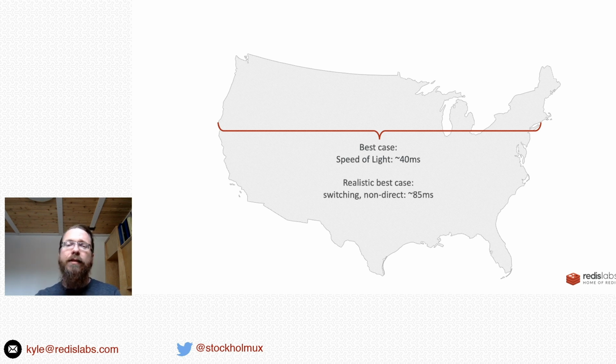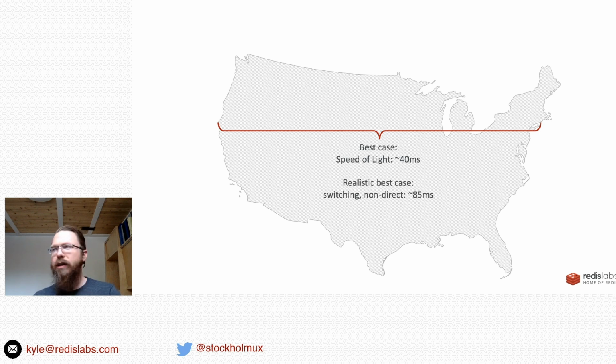In reality, when you're sending data packets, you're going to give it close to 85 milliseconds because you're switching and you're not going in straight lines, and so on and so forth. Now, 85 milliseconds doesn't sound like a lot of time, but it's an eternity. If you're clicking a button and it takes more than 100 milliseconds, you perceive it as being delayed.